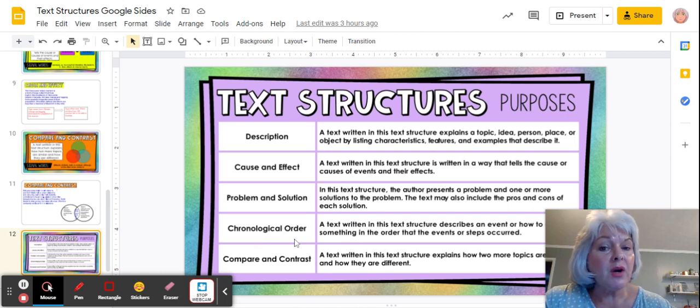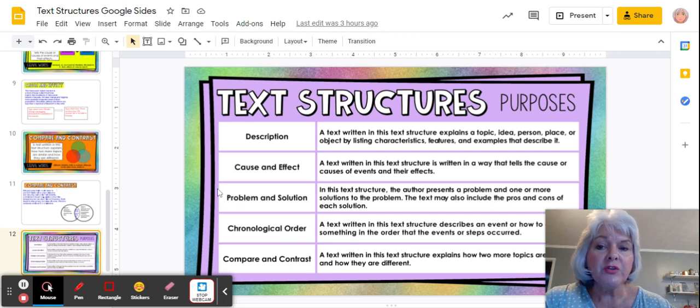Then the purpose of the chronological order or sequencing: a text written in this text structure describes an event or how to do something in the order that the events or the steps occurred. And then your compare contrast: a text written in this text structure explains how two or more topics are the same or how they are different.